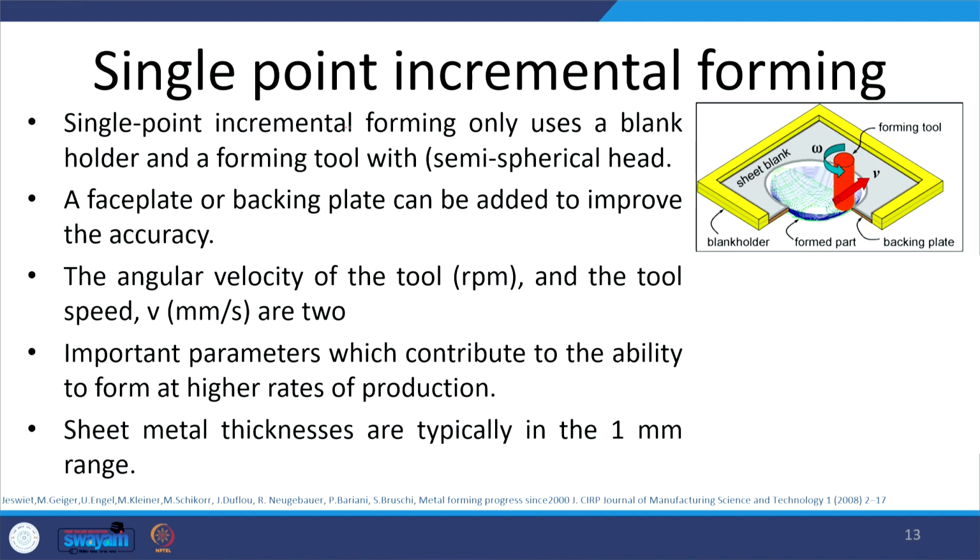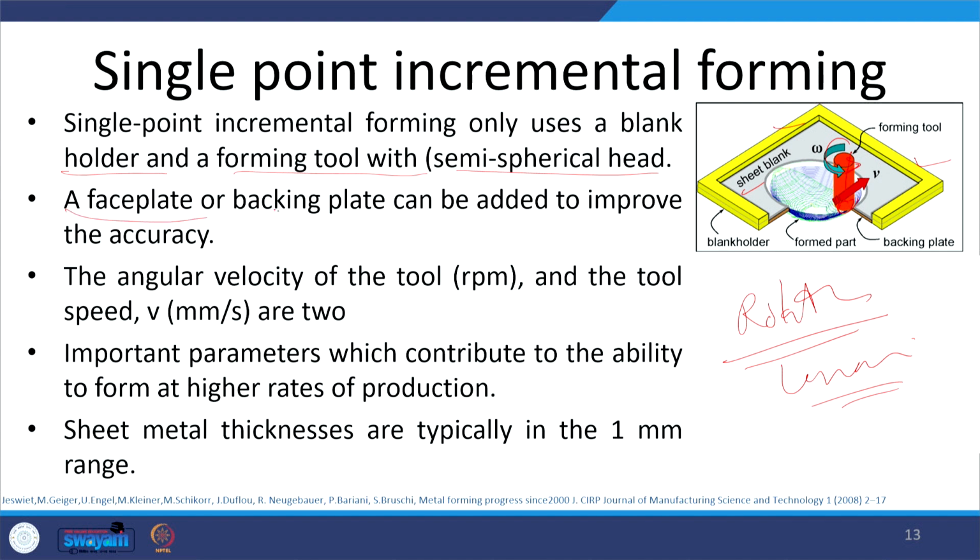Okay. Single point incremental forming uses only the blank holder and a forming tool with a semi spherical shape. Like this is the blank holder, this is the sheet and this is the tool which will be working, round tipped, and the tool will be rotated and given the desired movement in the downward direction to deform the sheet. So, there are two aspects: the rotational speed of the tool is one, and another is the curvilinear speed at which the tool is moved during the deformation.